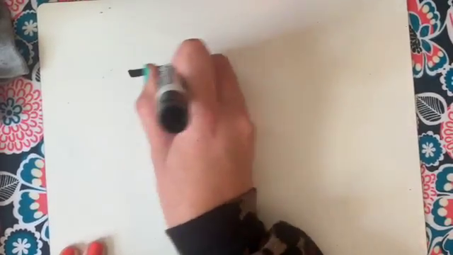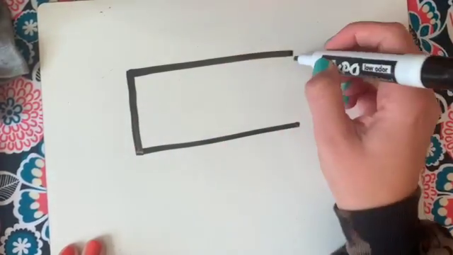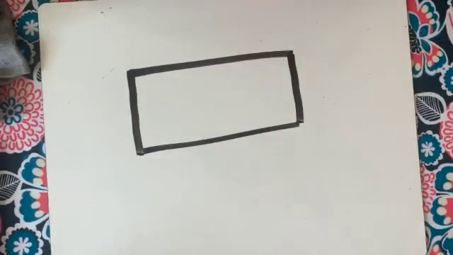A square has 4 sides that are all the same length. A rectangle does not. So I can make the top and the bottom longer than the 2 sides. There, we have a rectangle.